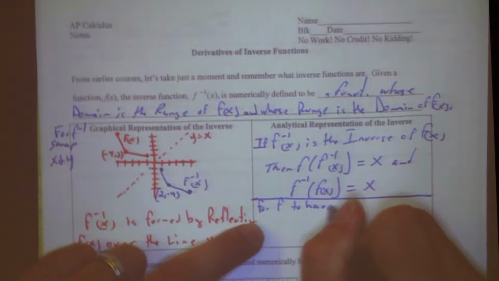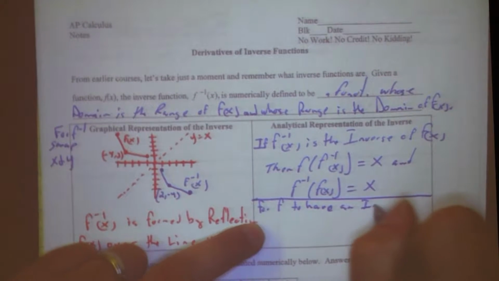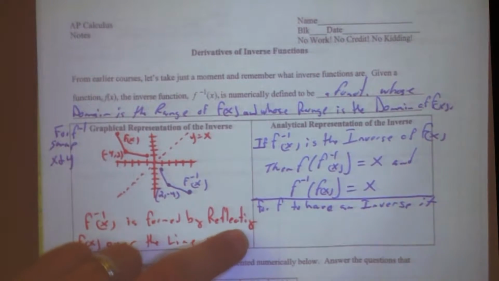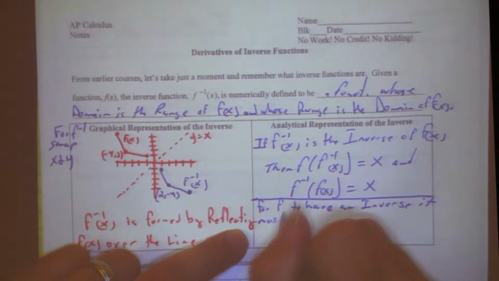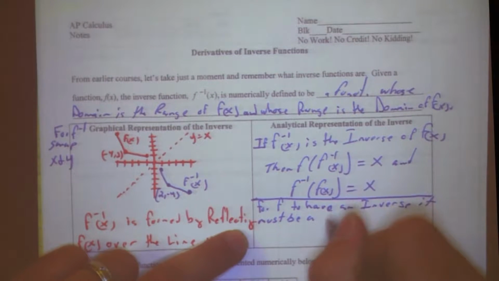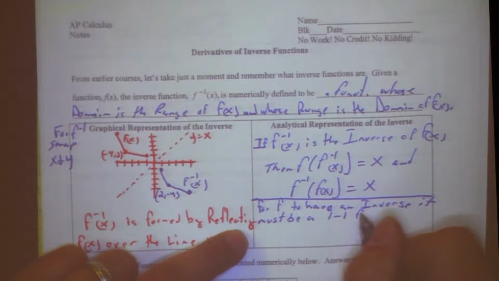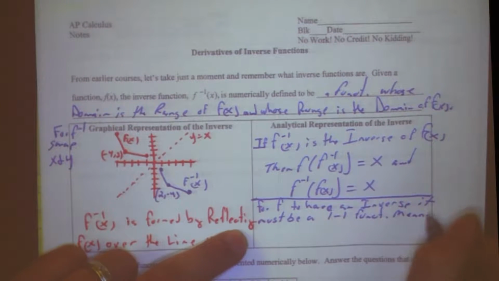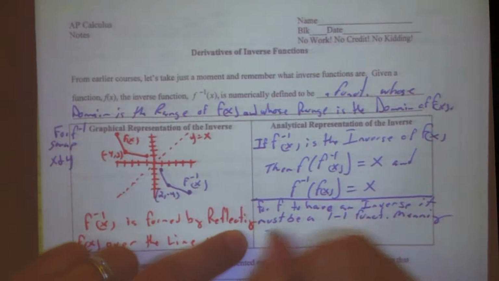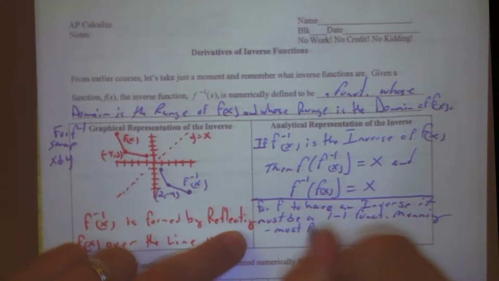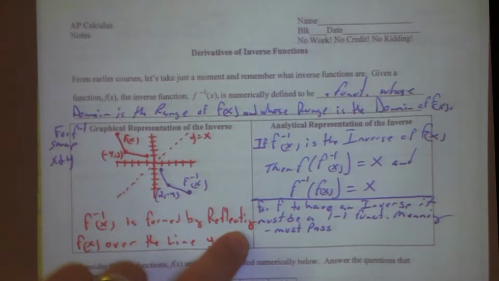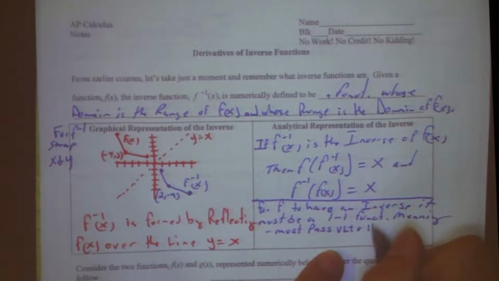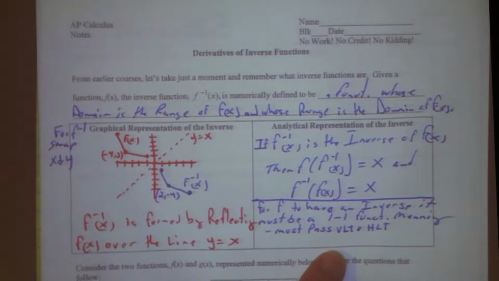to have an inverse, it must be a 1-to-1 function. What does that mean? It must pass what? The vertical line test and the horizontal line test.